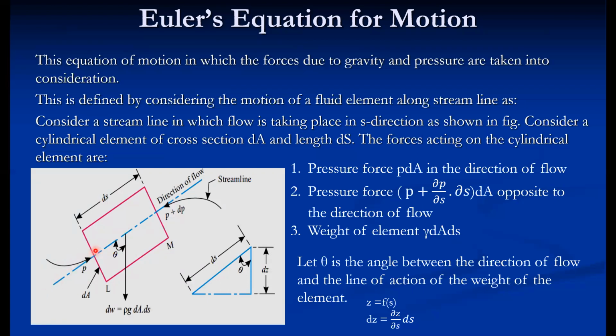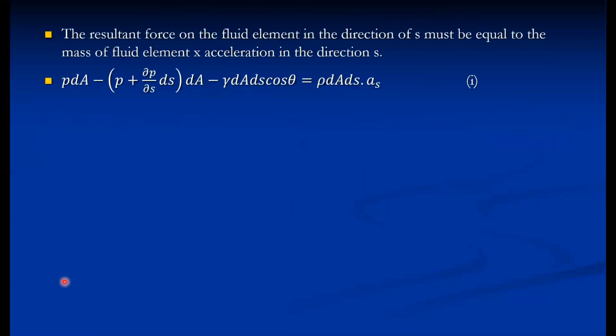So this is the pressure force, acting upward in the opposite direction, so it is negative, and again the weight component is negative. These are the three forces involved, and the summation of all these forces equals mass into acceleration: the mass of this fluid element into acceleration along the s direction. So we are considering the forces along this particular line of action.